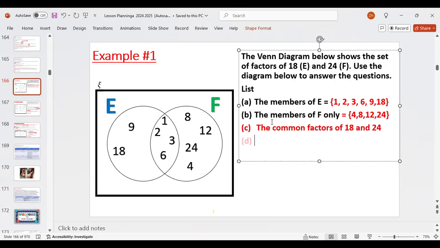What would that be? The elements in the intersection. The middle. Correct. So it's going to be 1, 2, 3, and 6.